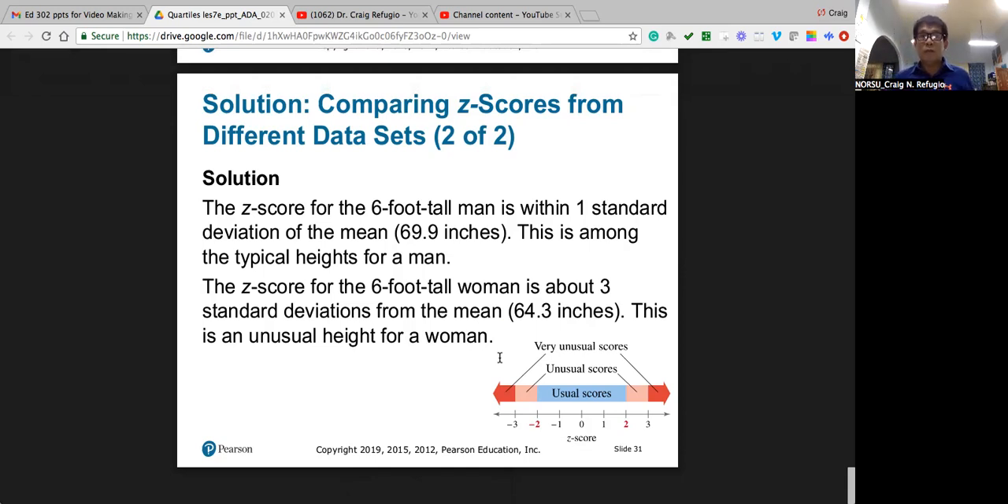So this would be the end of the statistical, or mathematical, part of Ed 302, Assessment of Learning. However, for Ed 303, Research Methods, there are still other statistical tools classified as part of descriptive statistics. Okay, so thank you very much.